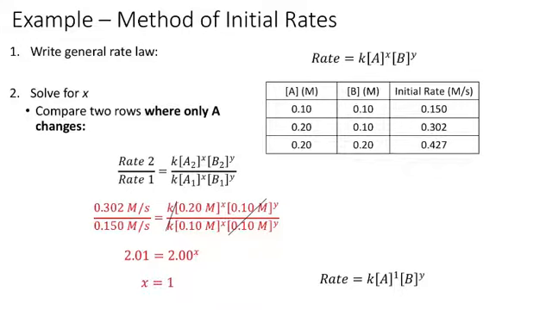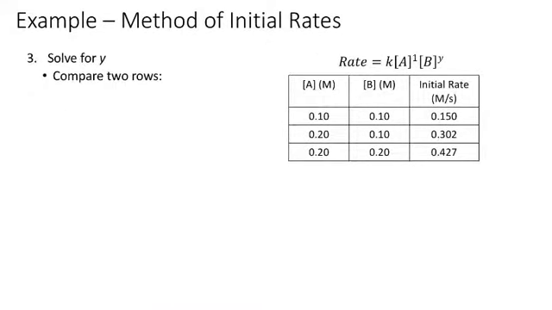Let's go now and find y. To find y, we need to pick 2 reactions where B changes, but A is constant. Looking at the table, this happens in trial number 3 and trial number 2. So we plug in that data. Again, we're going to put rate 3 on top over rate 2, and that's just so that we work with whole numbers as opposed to fractions.